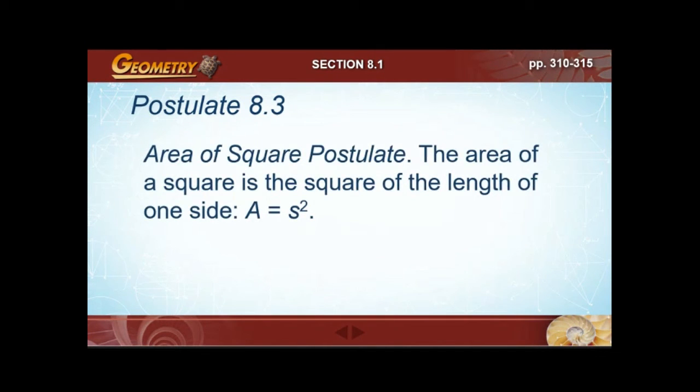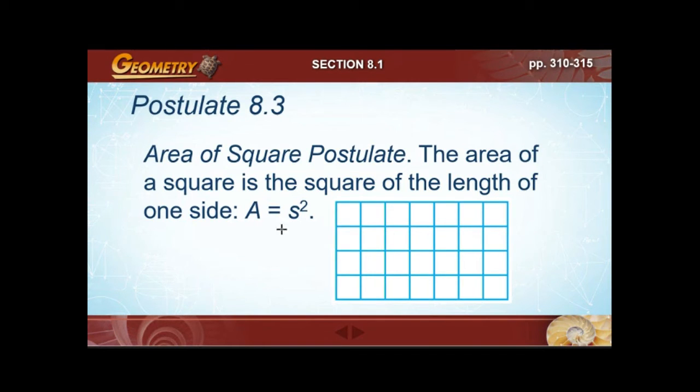Postulate 8.3 is the area of a square postulate. This states that the area of a square is the square of the length of one side. So when we say the square, we mean that we are going to raise the length of the side to the power of 2. Okay, so that's what it means when it says square. So the area of a square is the square of the length of one side. So let me go ahead and draw a square in here as best I can. I'm sketching it, I'm not drawing it, so it's not going to be perfect. But I have a square there, right?